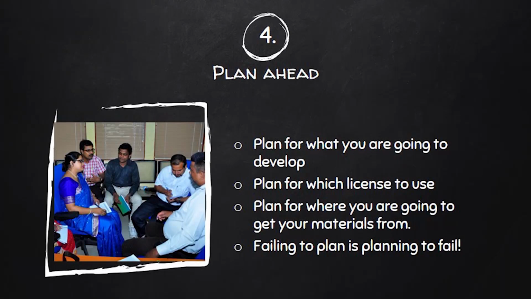The fourth one is to plan ahead. Just like in anything else, you have to make sure you plan before you go down the open route. Plan for what you're going to develop, plan for which license to use, plan for where you are going to get your materials from. It's extremely important that you have a plan before going down the open route. Otherwise, you are inviting trouble down the line.